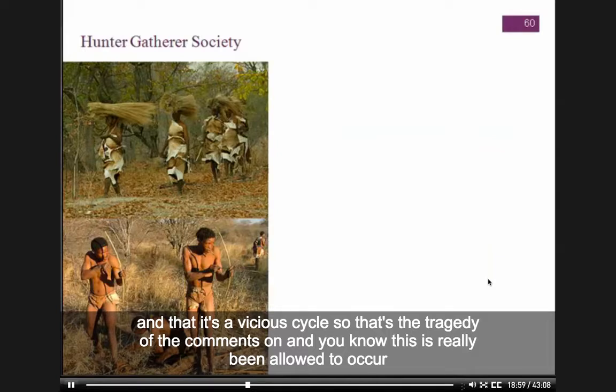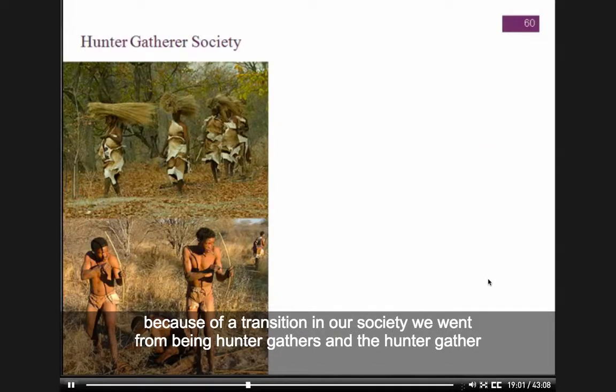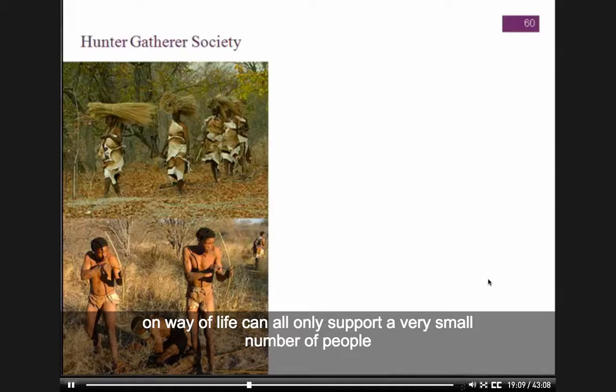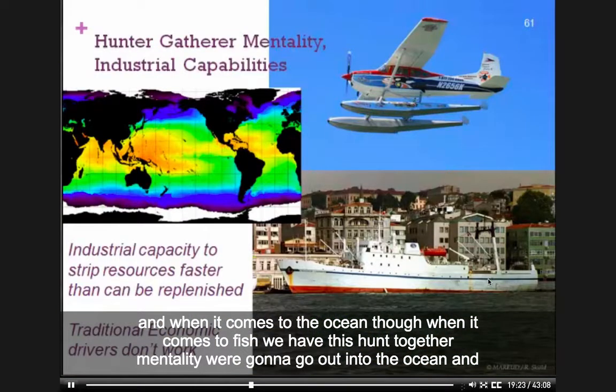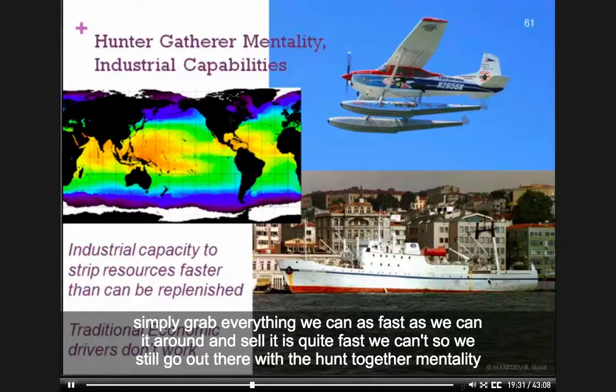And this has really been allowed to occur because of a transition in our society. We went from being hunter-gatherers, and the hunter-gatherer way of life can only support a very small number of people. And yet, by agriculture or industrial agriculture, we have been able to increase our population and sustain them throughout their lives. And when it comes to the ocean, though, when it comes to fish, we have this hunter-gatherer mentality where we're going to go out into the ocean and simply grab everything we can as fast as we can and turn around and sell it as fast as we can.